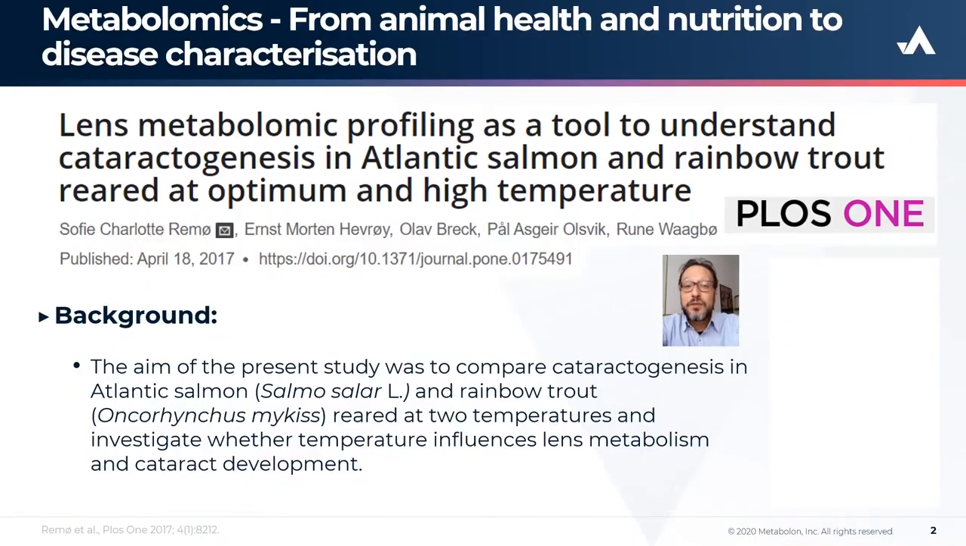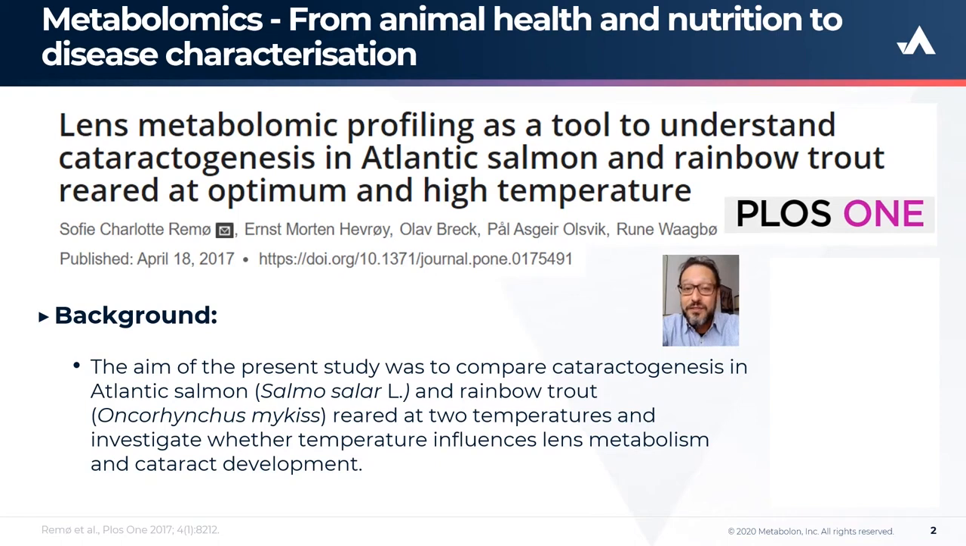So the study was published in PLoS One in April 2017 by Remø et al. And the title is Lens Metabolic Profiling as a Tool to Understand Cataractogenesis in Atlantic Salmon and Rainbow Trout Reared at Optimum and High Temperatures. In fact, the researchers examined cataract development in Atlantic salmon and rainbow trout reared at optimum and high temperature. And so what they did was to obtain the global metabolic profiles of lenses from Atlantic salmon and rainbow trout to investigate differences in lens metabolism between the species and study metabolic changes in the lenses caused by water temperature.